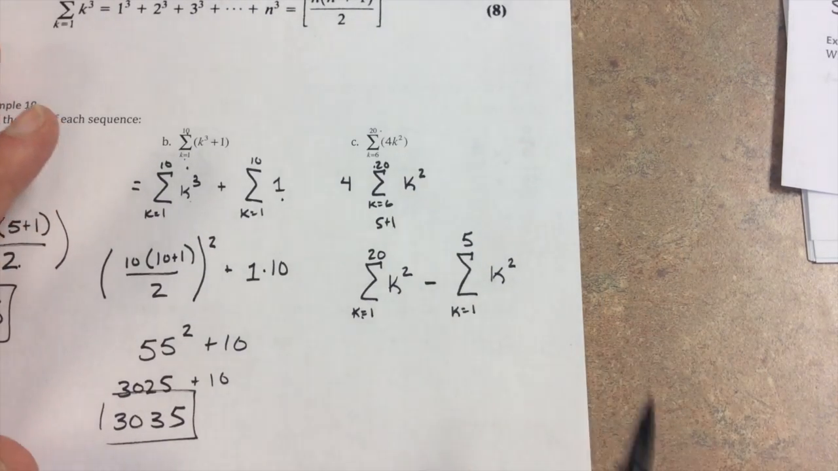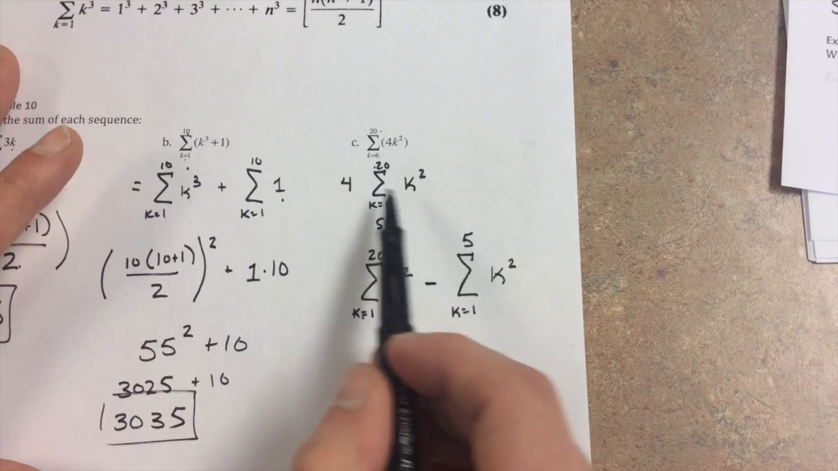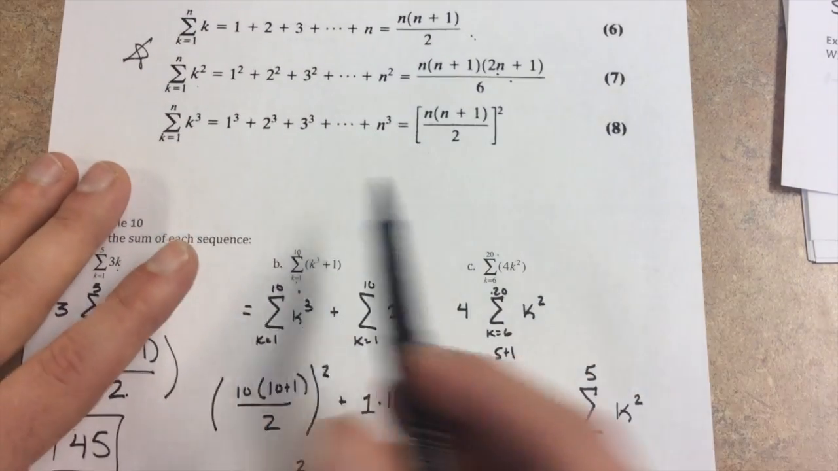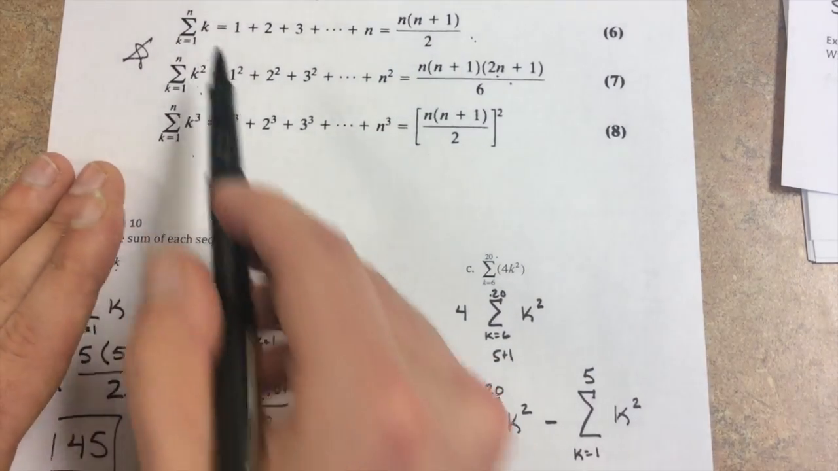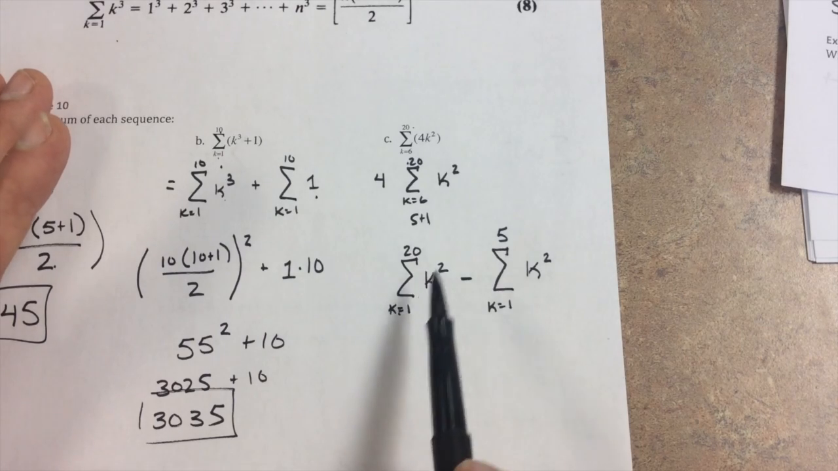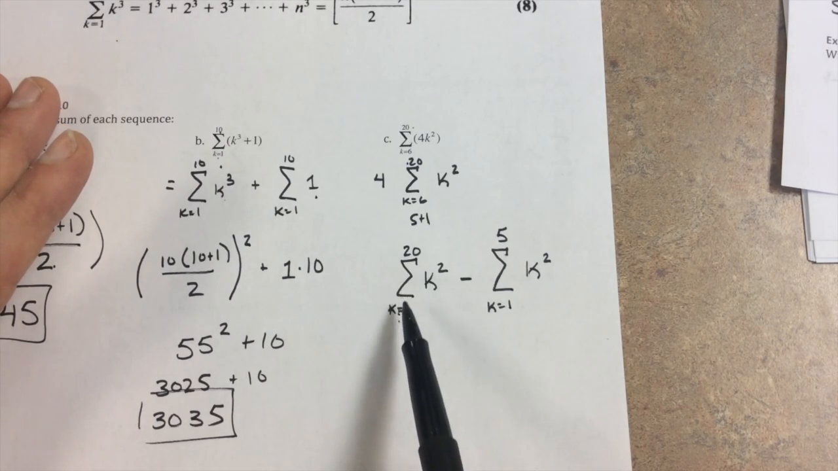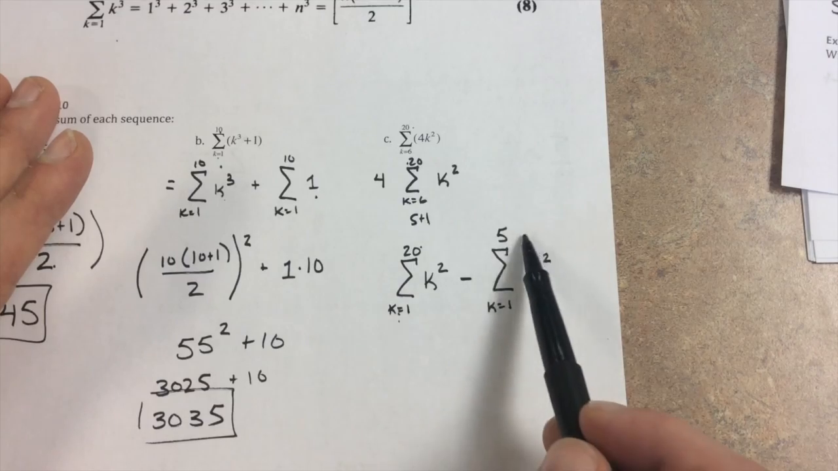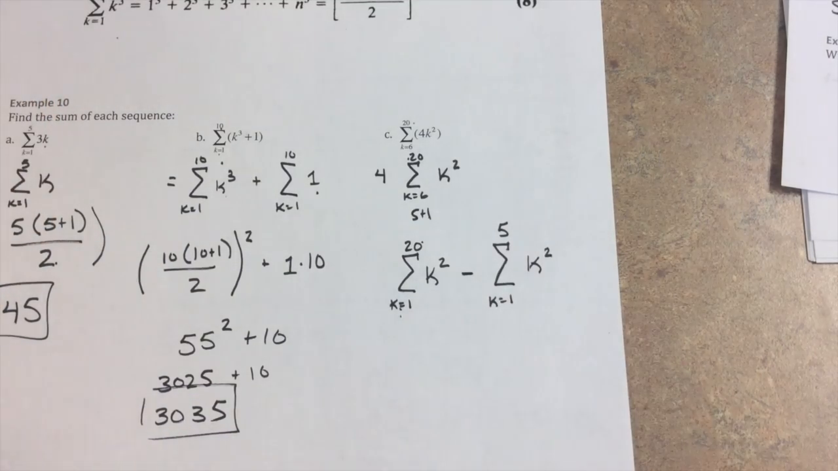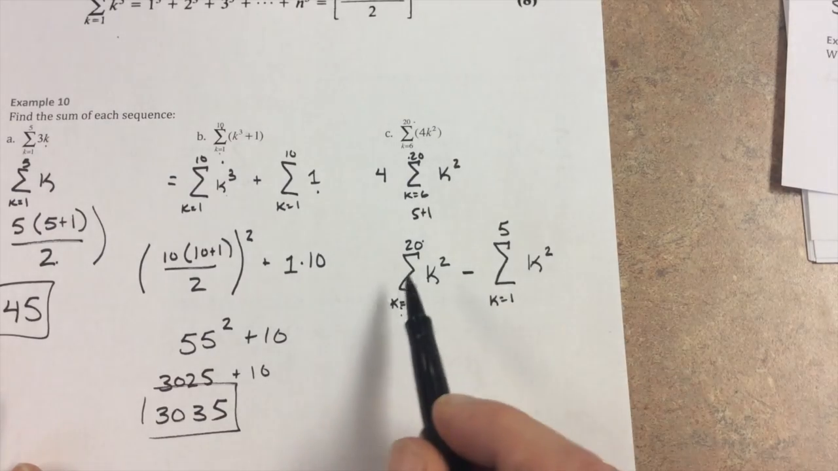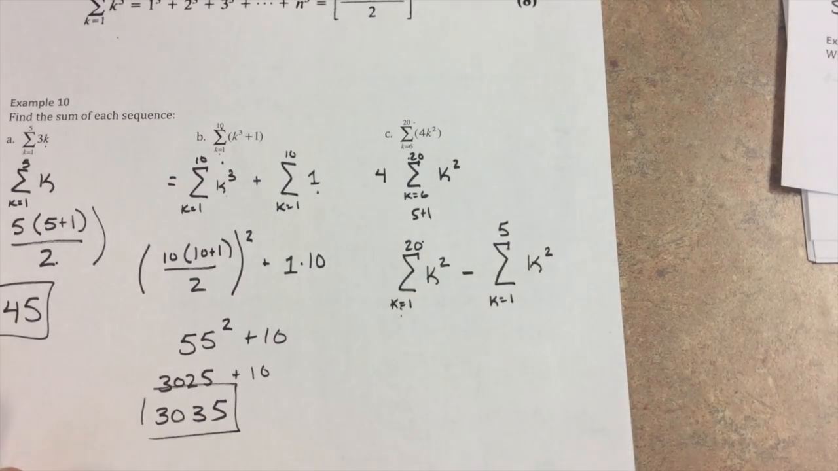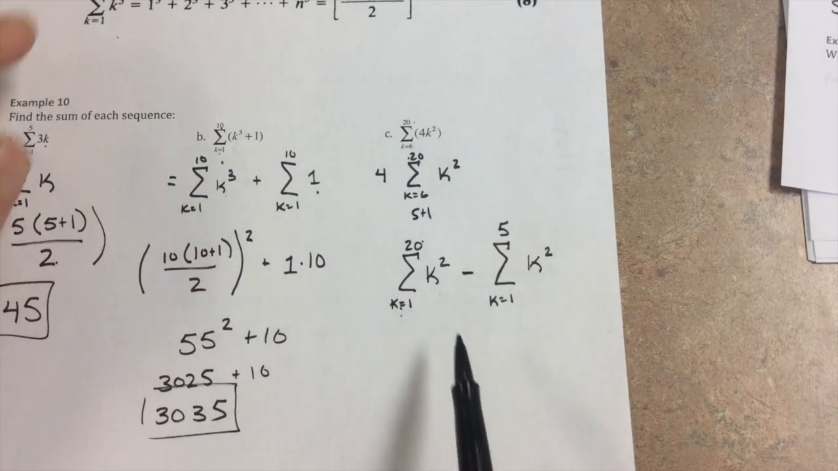Now let's just look at this for a second. We want to know starting at 6, and all of these formulas start at 1. So in order to start at 1, we have to do 1 to 20 and 1 to 5. If we do those, we get everything from 6 to 20. If we take away all of these, what we're left with is 6 to 20. So now all we have to do is plug in the formula.